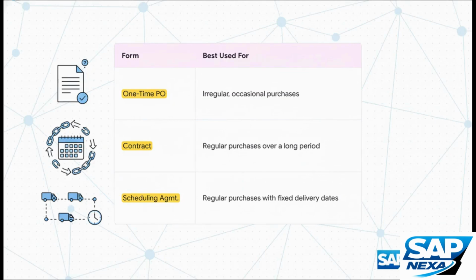And as for how you buy, your choice of tool really just depends on how often and how precisely you need things. For those one-off buys, the PO is your best friend. For recurring purchases, a contract lets you lock in better terms. And for situations where timing is absolutely critical, the scheduling agreement gives you that pinpoint control you need.